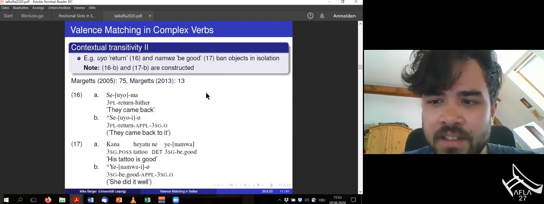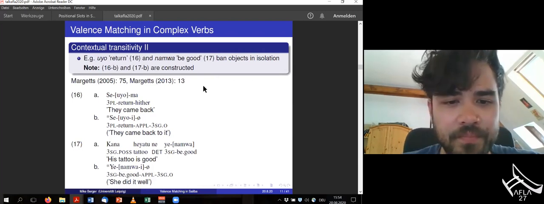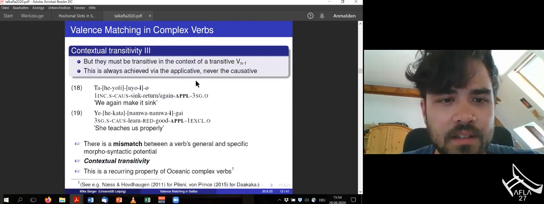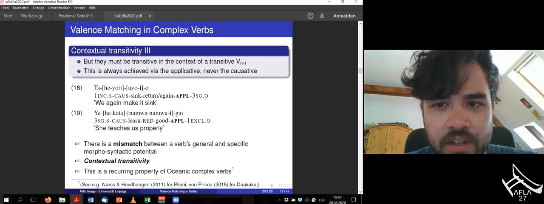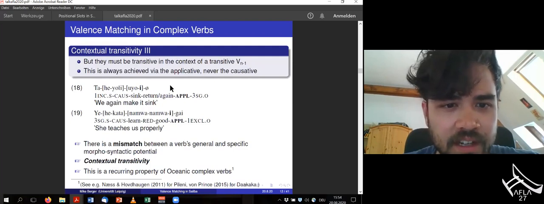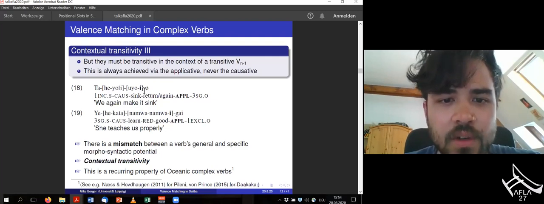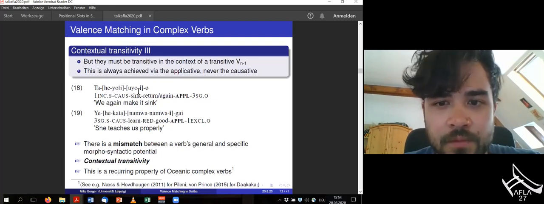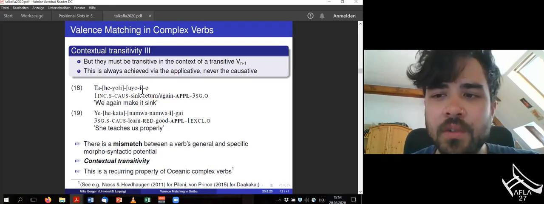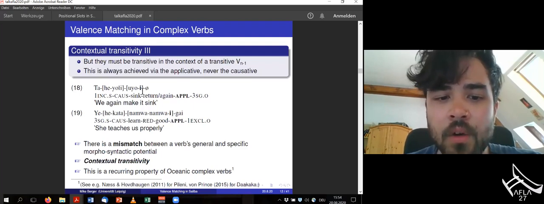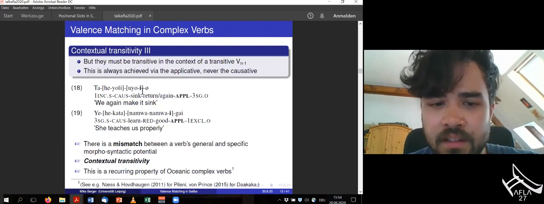Anna Margetts does explicitly say which verbs can and cannot be transitive in isolation, but she doesn't give any ill-formed examples. But these guys have to be transitive in the context of a transitive preceding verb. So, for example, in 18, our V1 is heyoli, which means cause to sink, and we want to combine it with uyo, which means return, or again in this context, and then uyo exceptionally transitivizes via the applicative. This exceptional transitivity never occurs via the causative. I'll get back to that later.